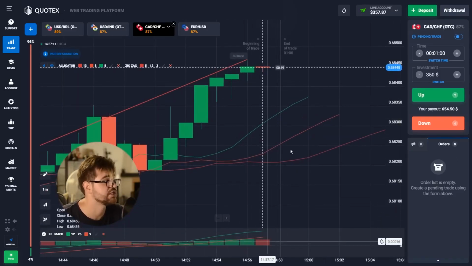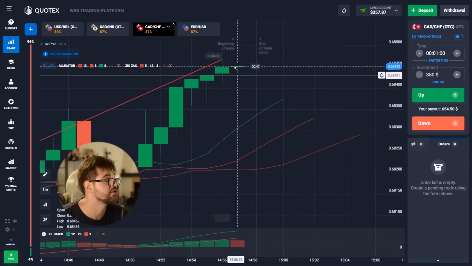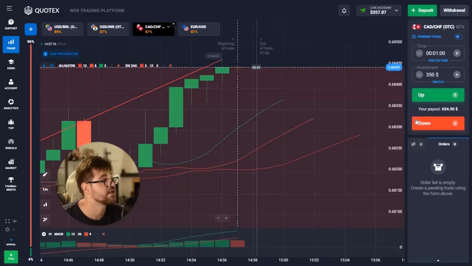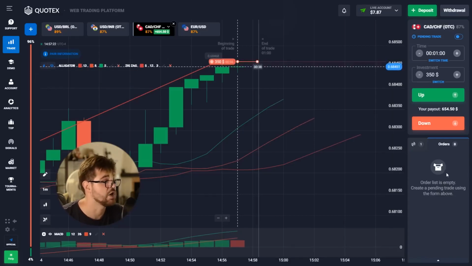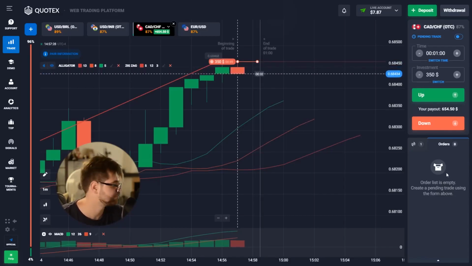So see this indication here at the bottom, I'm just looking at it and having known the indicators, I know how to put an option, and it's a put option this time. So yeah, 350, 1 minute, and let's wait.